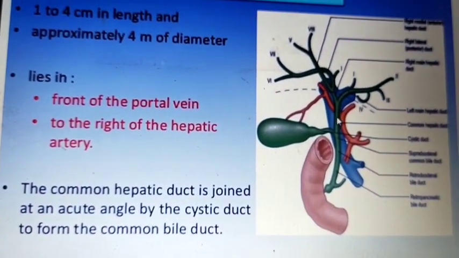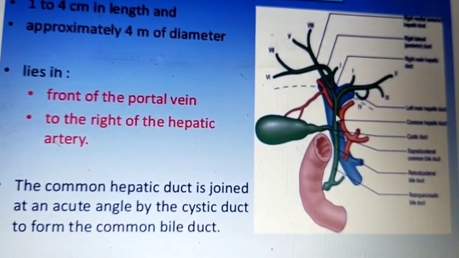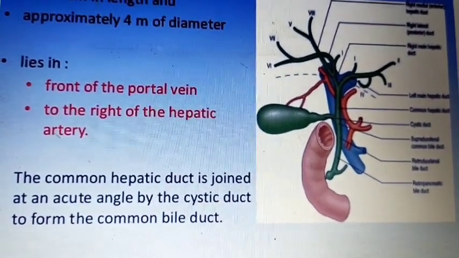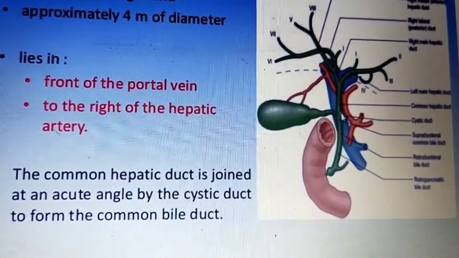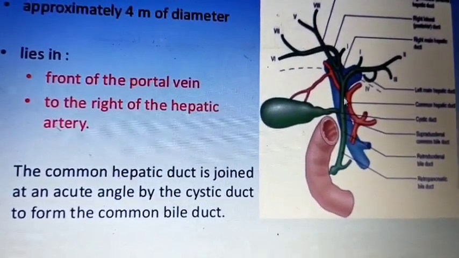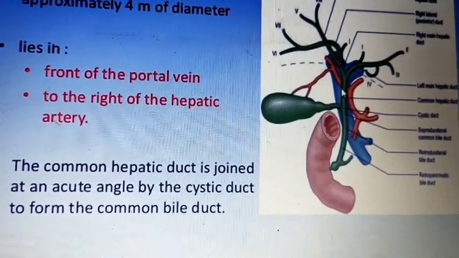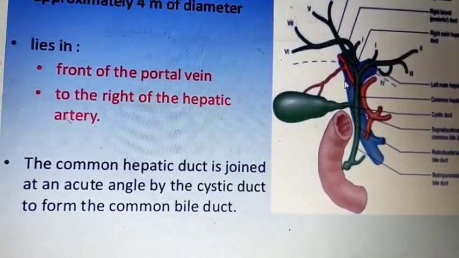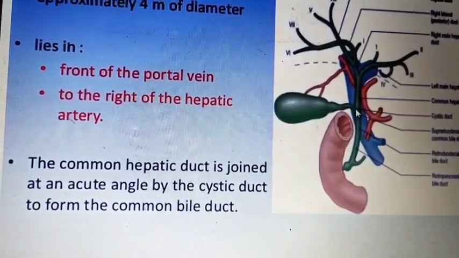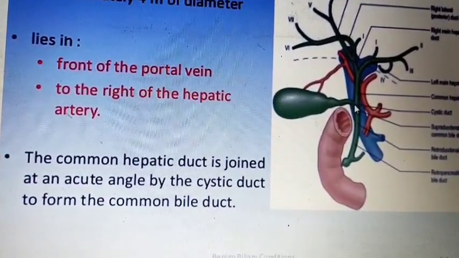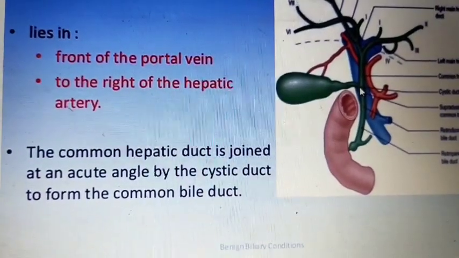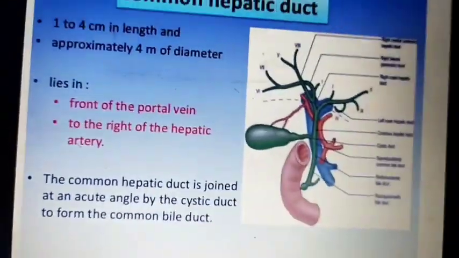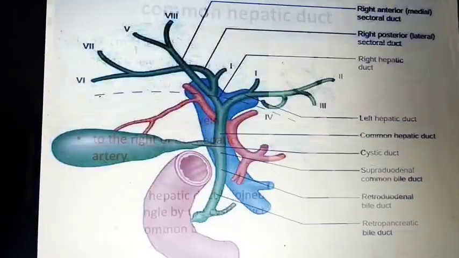The common hepatic duct is joined at an acute angle by the cystic duct to form the common bile duct. You can see here, this is the common hepatic duct. It is present in front of the portal vein and to the right of the hepatic artery. It is joined at an acute angle by the cystic duct and forms the common bile duct. Okay, we can go for the next slide.